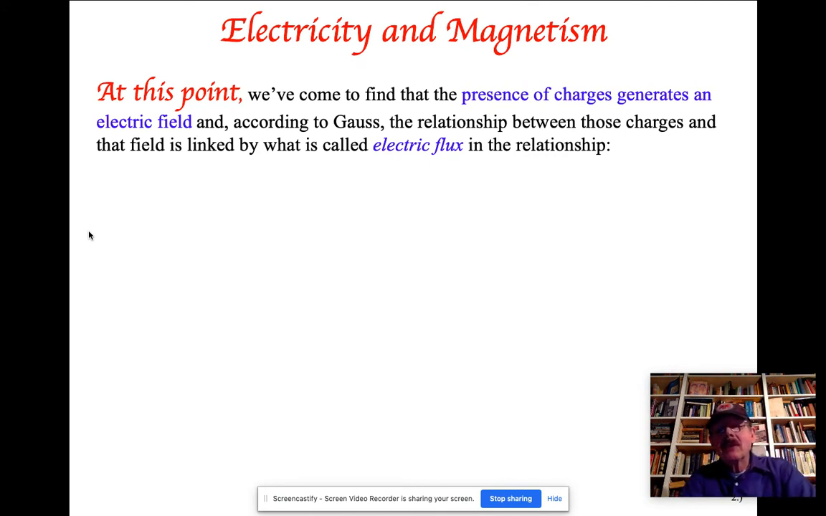So it's time for us to start talking about Faraday's law and all of the math that's involved. And to do that, we're going to start with a quick little review.